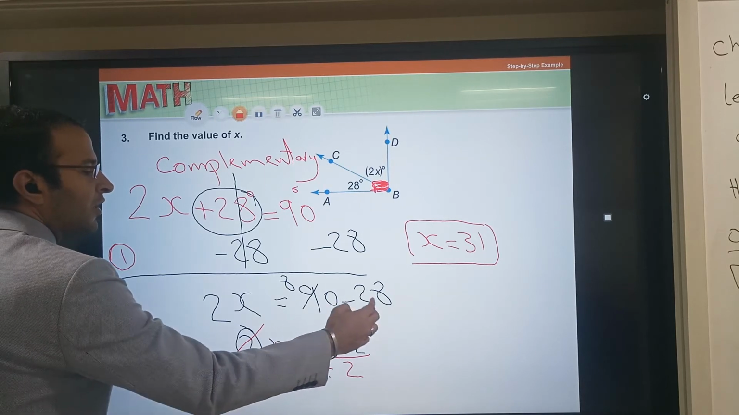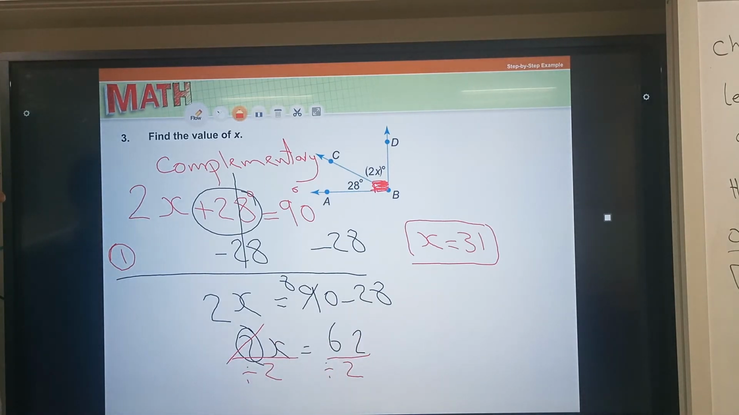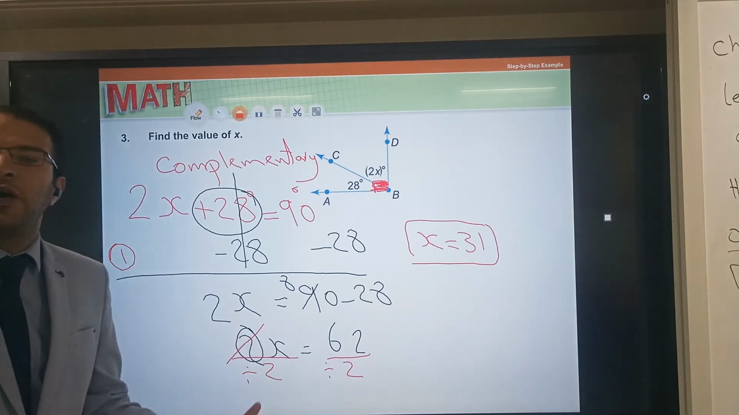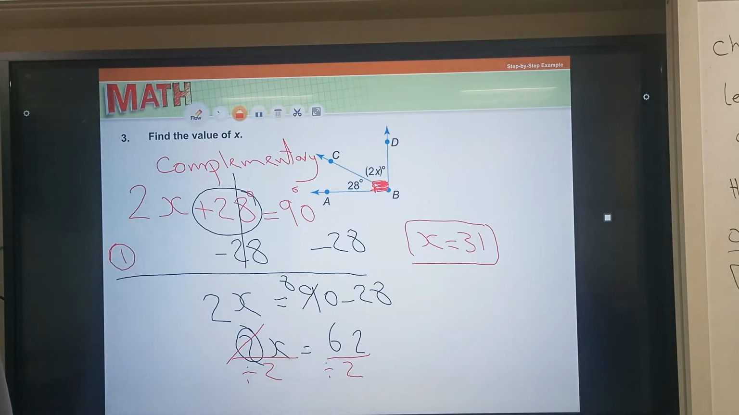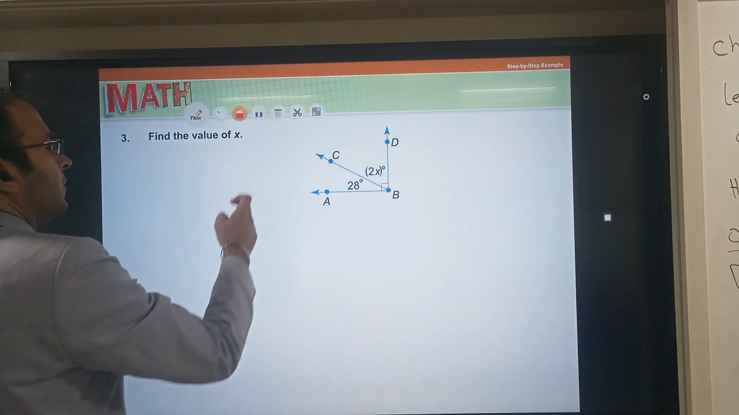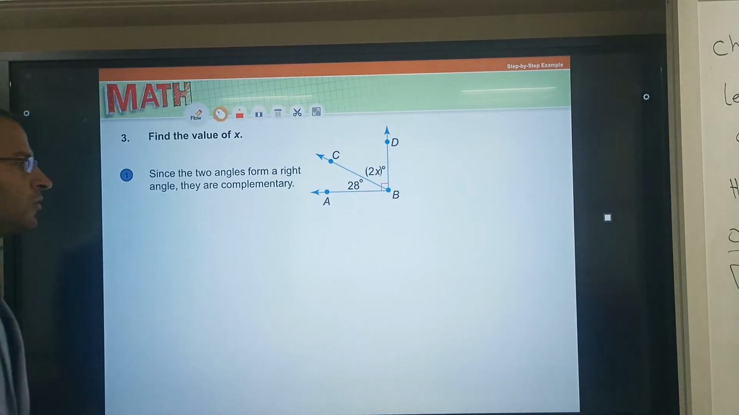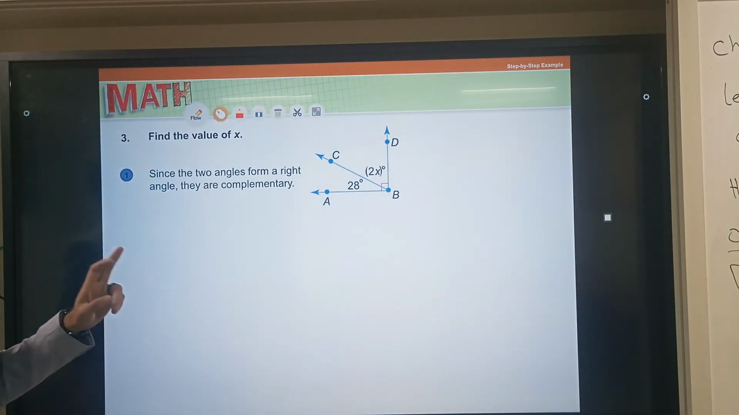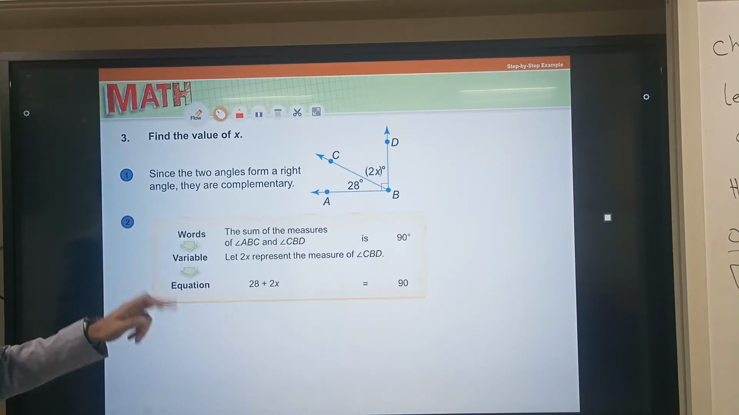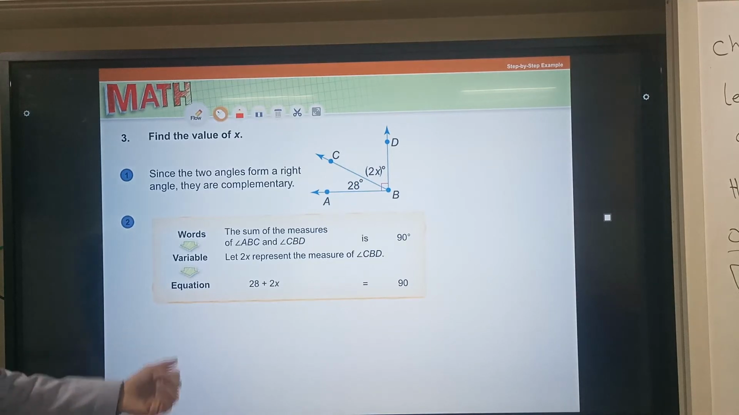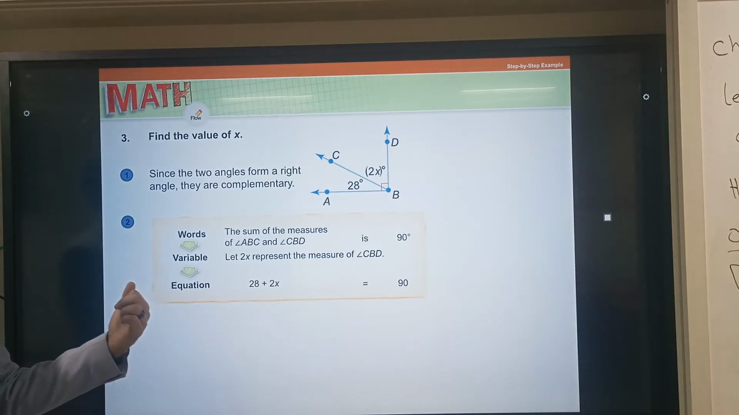So I have 90 minus 28 equals 62. I will divide both sides by 2. So x here will be equal to what? x is equal to 31, and this is the value of x. So again, my friend, what are the steps? Look with me. Since the two angles are forming a right angle, they are complementary. So the two angles are complementary, and the sum of their measures is equal to 90.